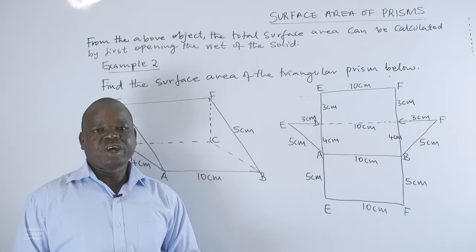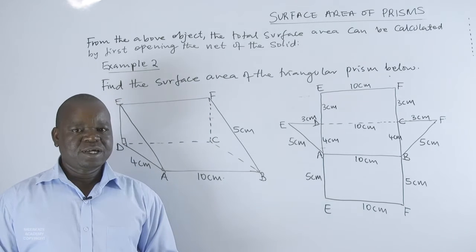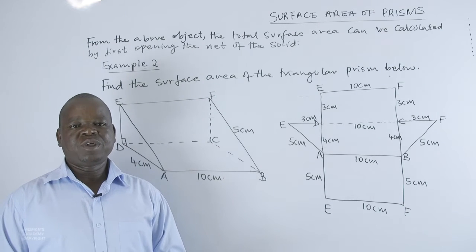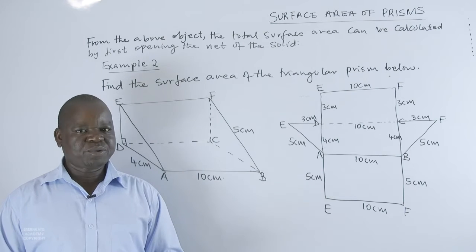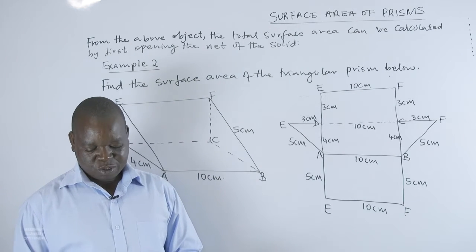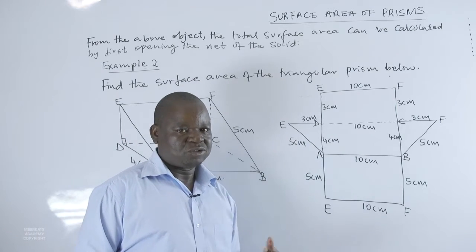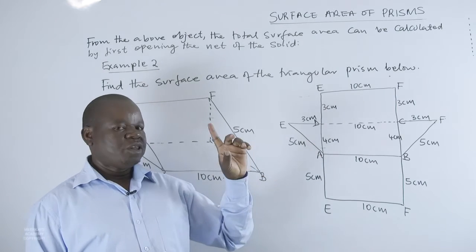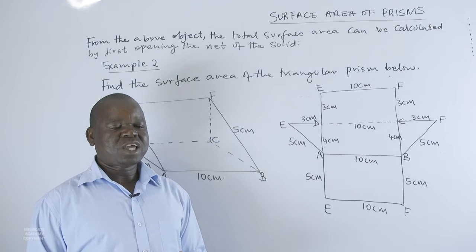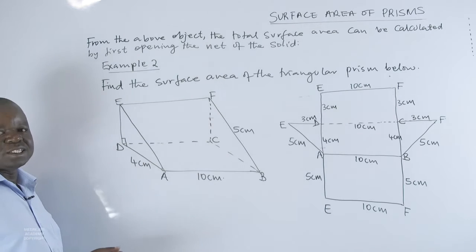So we have managed to open the net of this particular prism, and therefore it is now easier to calculate the surface area of this prism by applying the formula for finding the areas of plane figures. So here we have triangles and rectangles. So we'll have the formula for finding the area of the triangle and the formula for finding the area of rectangle. So let's see how we get the surface area.